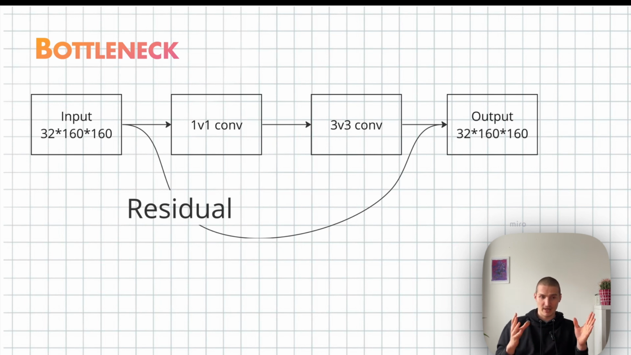But apart from that, it's just pretty similar to convolution, right? So this one takes input with 32 by 160 times 160, and the output is of the same shape. So all of these convolutions don't have any stride, don't have any dilation. So the input size and the output size are the same.